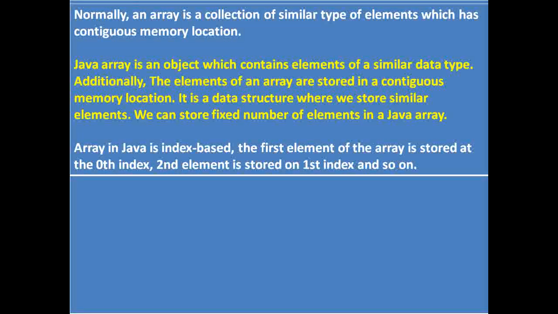Array in Java is index based. The first element of the array is stored at the 0th index. The second element is stored at the first index, and so on.